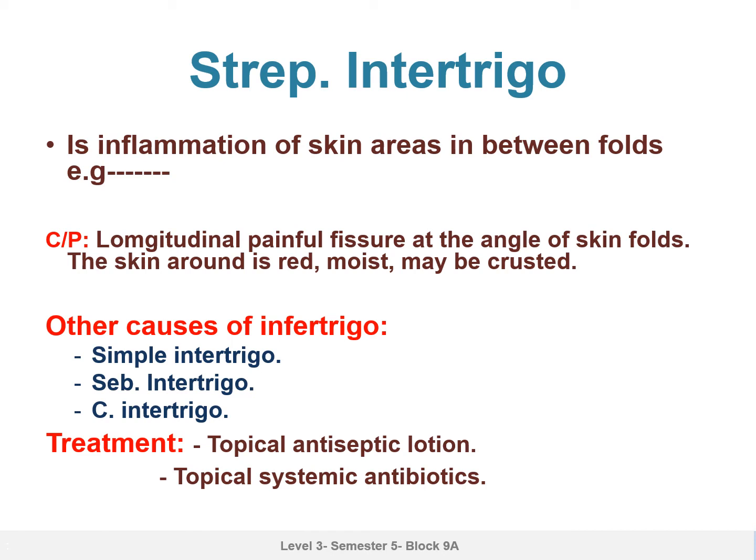Intertrigo is a term with different causes: streptococcal intertrigo, simple intertrigo, seborrheic intertrigo, or candidal intertrigo. In case of strep intertrigo, treatment options include topical and systemic antibiotic with topical antiseptic lotion.